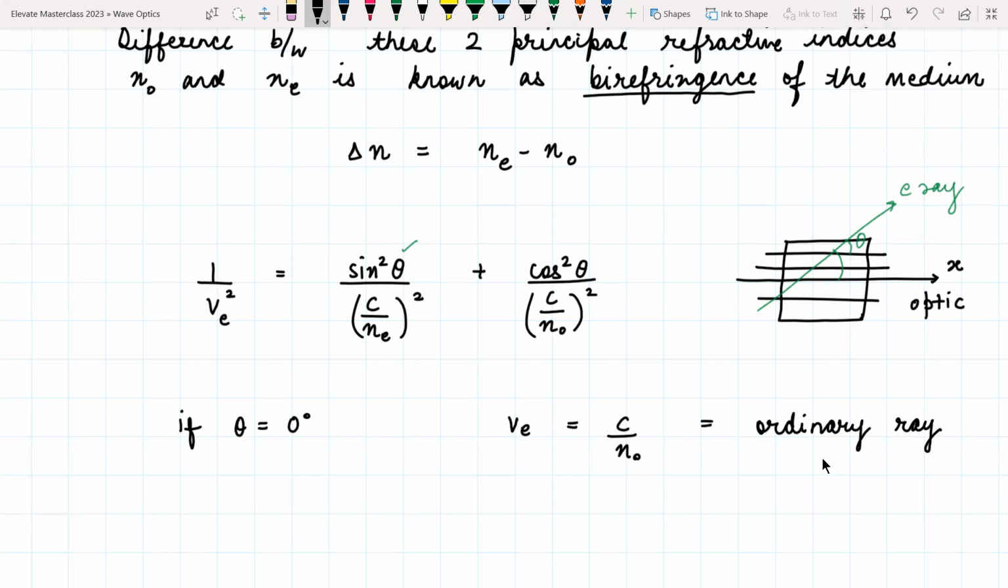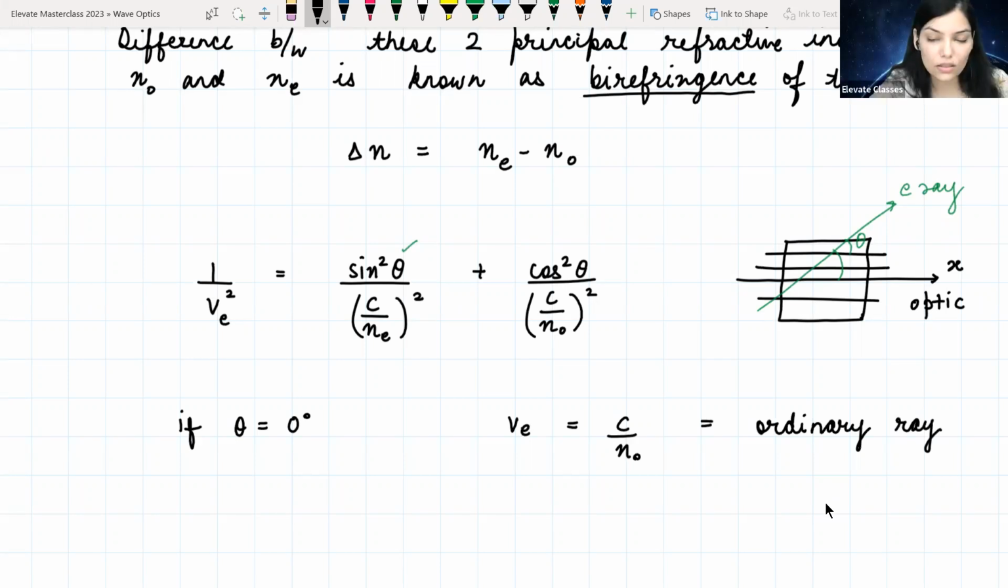Ma'am, is this theta the refracted angle? Theta, no, theta is the angle which this beam is making with the optic axis. But when we make crystals, we always choose the optic axis parallel to the plane of incidence. Like, we can cut the crystal, we can shape the crystal in any way we like. So we always cut the crystal in such a manner that this optic axis is parallel to the plane of incidence. So in that case, this theta would be like a refracted angle, only in that case.